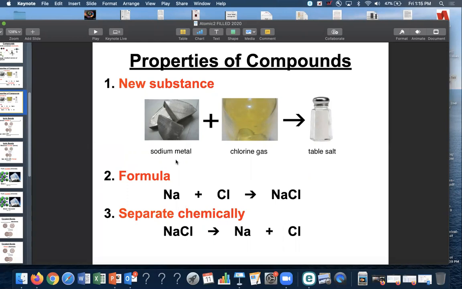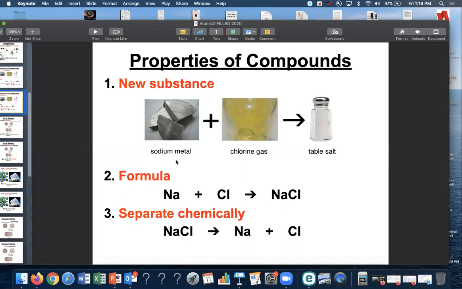Sodium by itself, pure sodium, is a metal, a soft metal. You can cut it with a butter knife. It has a consistency of, I don't know, maybe like cheese, like a stiffer cheese, maybe not like a Parmesan, but maybe a nice sharp cheddar.